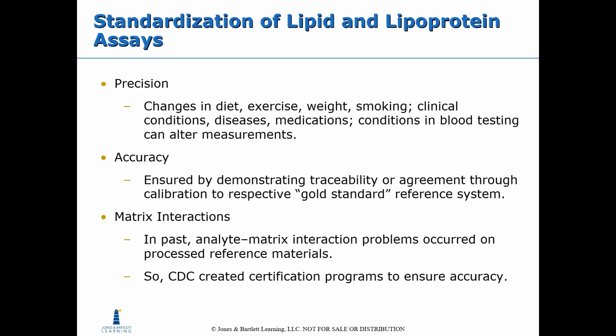Precision: changes in diet, exercise, weight, smoking, clinical conditions, disease, medications, and blood testing can alter measurements. Accuracy is ensured by demonstrating traceability or agreement through calibration to the respective gold standard reference system. Matrix interactions: in the past, analyte matrix interaction problems occurred with process reference materials, so the CDC created certification programs to ensure accuracy.